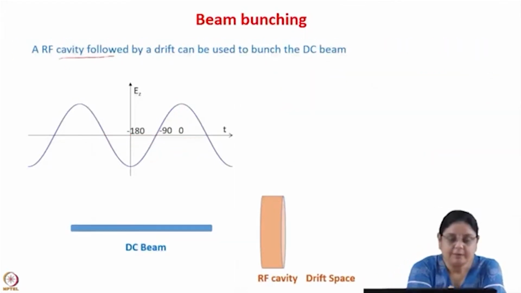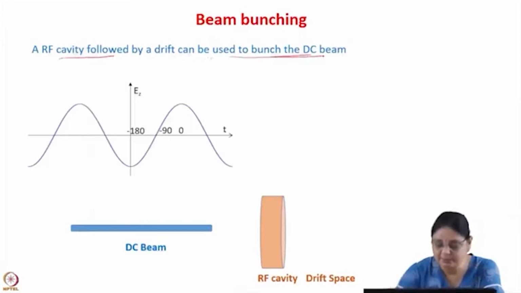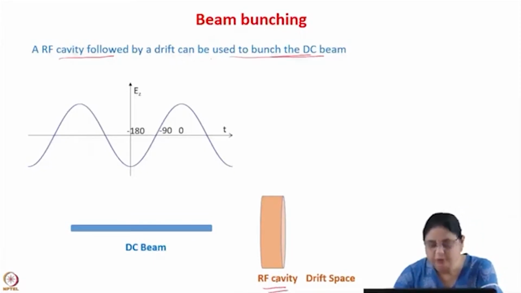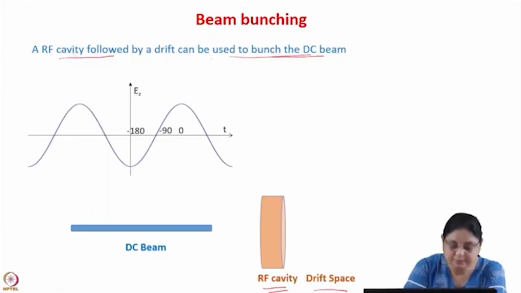So an RF cavity followed by a drift can be used to bunch the DC beam. So we have an RF cavity, it could be a pillbox cavity or a single cell cavity, and then it is followed by a drift space. So drift space is a field free region. So let's say we have a DC beam. Now let's see, it's extending over the full 360 degrees, from minus 270 to plus 90 degrees. So this is a DC beam.